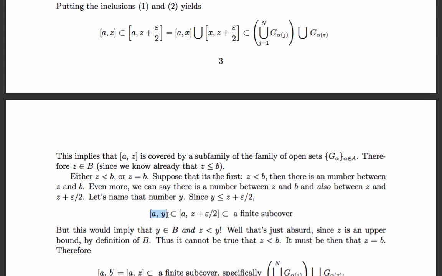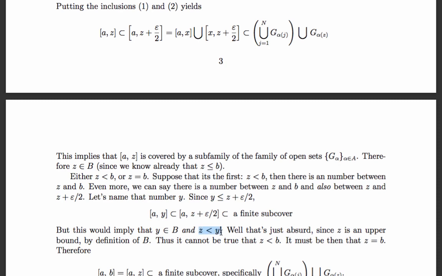Therefore, the closed interval a to y is contained in the closed interval a to z plus epsilon over 2, but we know that this is contained in a finite subcover. If the closed interval is contained in a finite subcover and y is between a and b, then y is in b, which means we have a contradiction, because if y is in b, y has to be bounded above by z, because z is an upper bound.